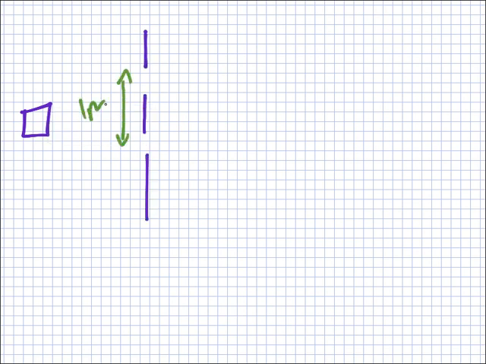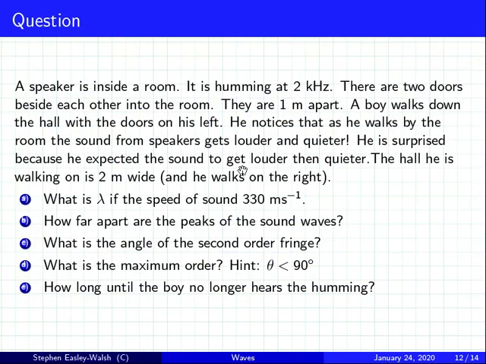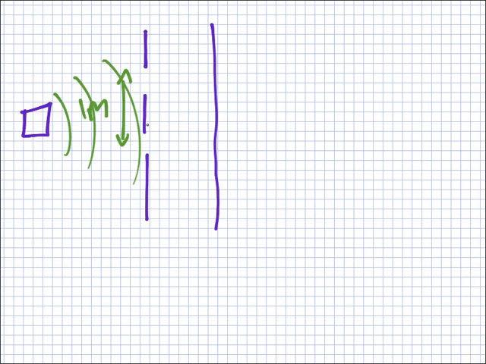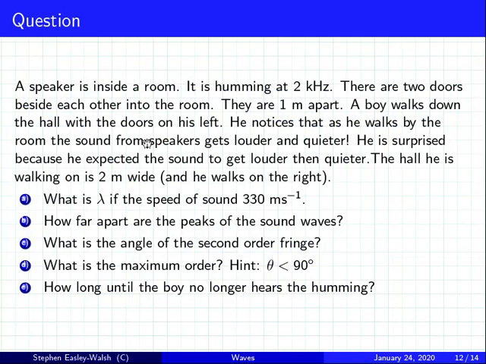1 meter apart. Sound is coming through here. And this is a hall. Okay. Why do you have 2 doors like that, a meter apart in a hall? It's a fancy old building, okay?